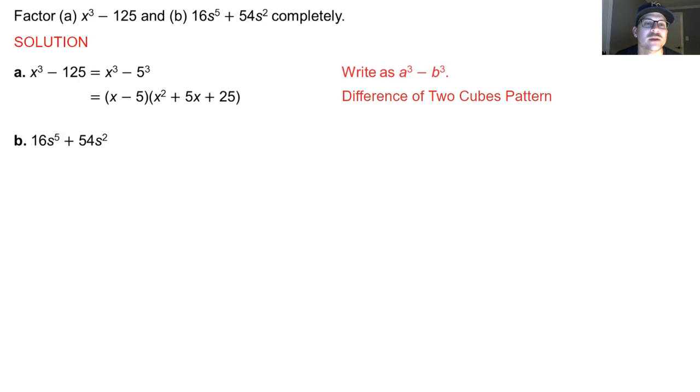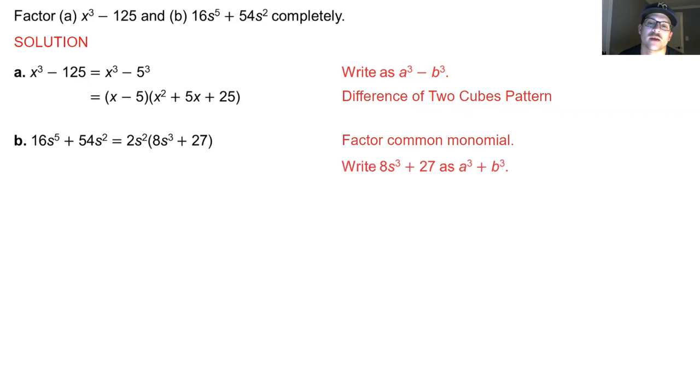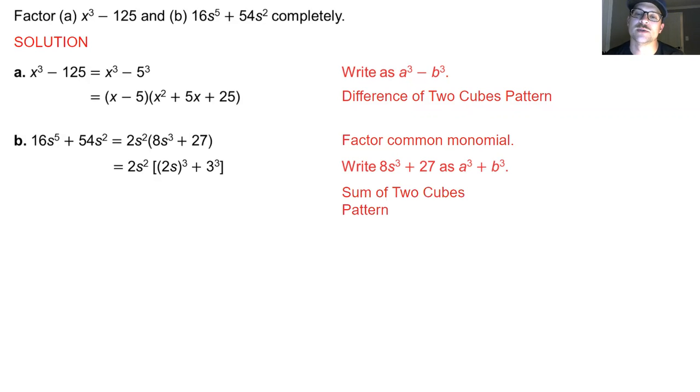Then for part B, 16s to the fifth plus 54s squared. So first you're going to take out your greatest common factor. They both have a 2 and an s squared. And then what you're left with in the parentheses is the sum of perfect cubes pattern. So you're going to write that as 2s to the third power plus 3 to the third power. And then to use that sum of two cubes pattern that we talked about in the first slide, you take that 2s, you take that 3, you put it in front, and then you square the first term, multiply the middle term, and then square the final term.